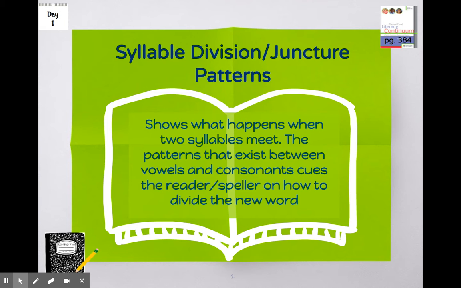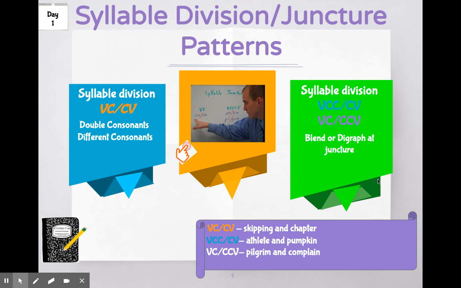Just a review, our vowels are A, E, I, O, U, and sometimes Y, and our consonants are the other letters in our alphabet. All right, so we're going to double the consonants and different consonants. This was from last week when we did the VCCV words. This week we're doing VCCCV, or VC and then CCV. So they're blends or digraphs at the junction. Here are some examples.